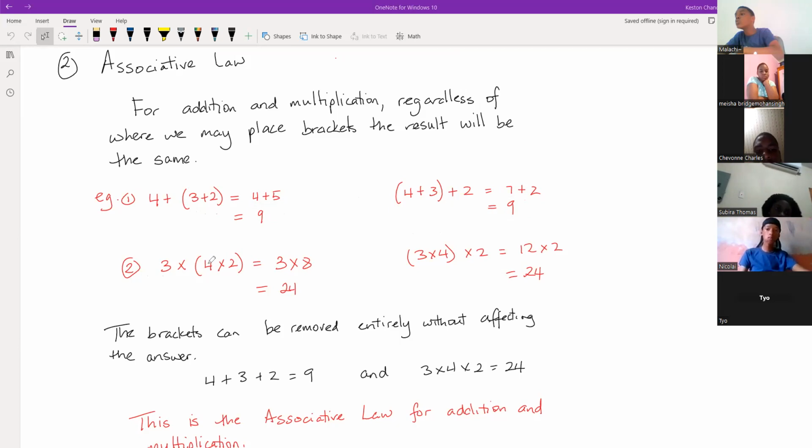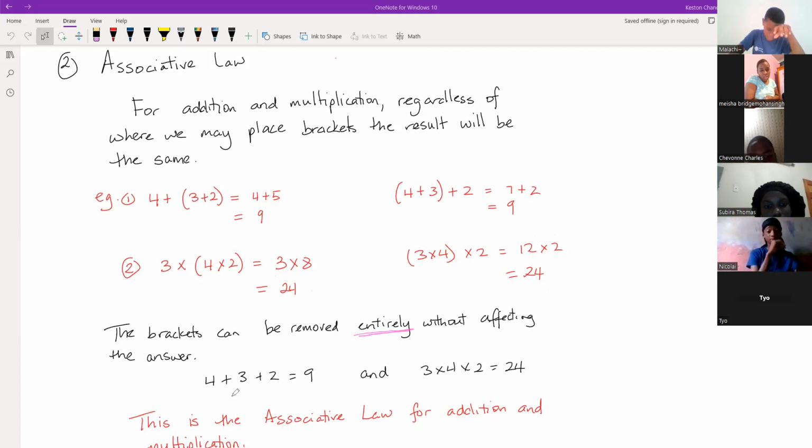3 multiplied by, open brackets, 4 multiplied by 2. Our rule says that we're supposed to work out the brackets first. So 4 2s are 8, and then we multiply 8 by 3, and we're going to get 24. If I move the brackets and put 3 multiplied by 4 in brackets, and then multiply by 2, 3 4s are 12, and 12 multiplied by 2 is still going to give me the same result, 24. We could also remove the brackets entirely, and that still does not affect the answer.